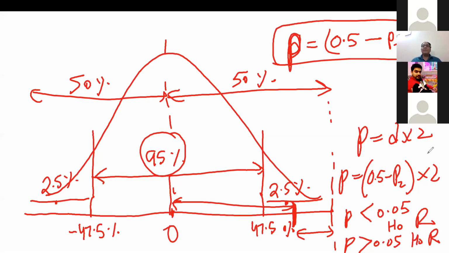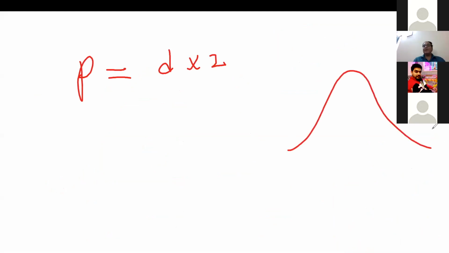If you don't like mathematics, you can avoid this. And the simple calculation of p-value is that p-value is equal to d multiplied by 2, where d is the distance from the extreme to the sample, where your sample lies. So this is called d. And why am I multiplying with 2? Because I'm calculating for both sides, so this side as well as this side.